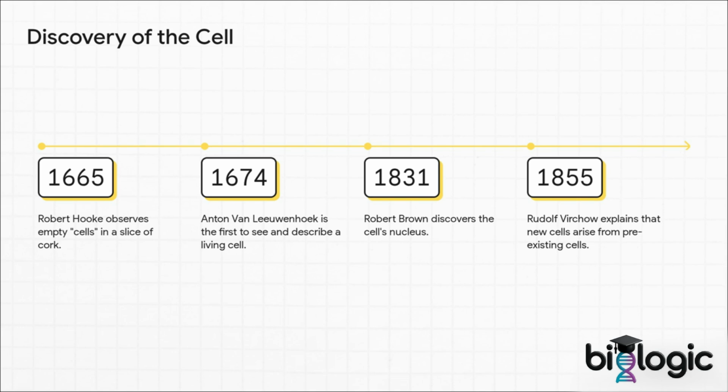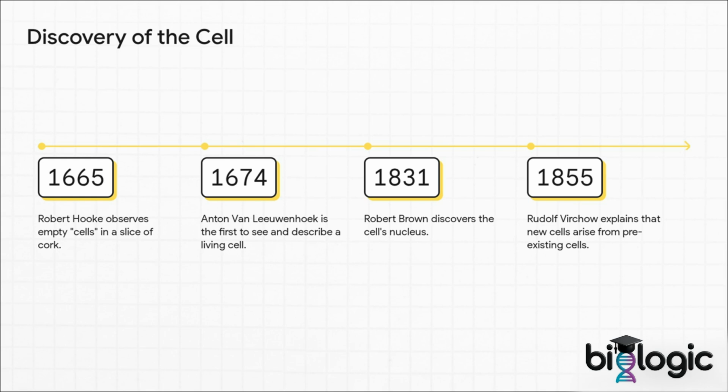It all kicked off in 1665 with Robert Hooke. He looked at a thin slice of cork and saw these tiny, empty boxes that reminded him of monastery rooms, so he called them cells. But he was just seeing the outer walls. Just 9 years later, Anton van Leeuwenhoek became the first person to see actual living things, tiny little creatures swimming around in a drop of pond water.